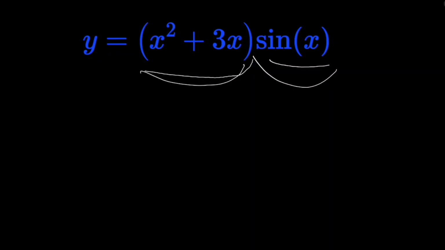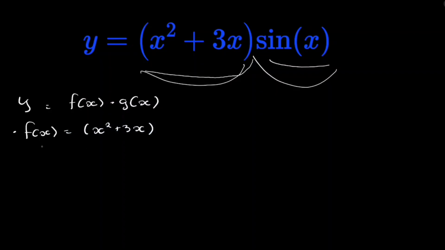What does that tell us? That tells us that y can be written as a product of two functions, where f of x, our first function, is x squared plus 3x, and g of x, our second function, is sine x.